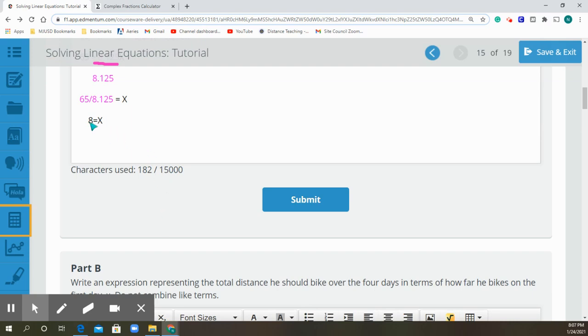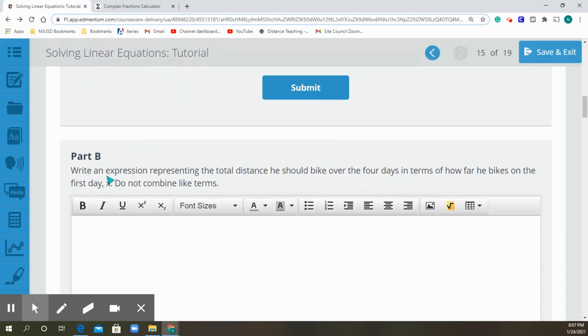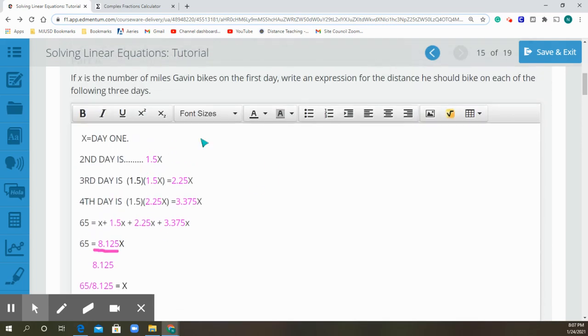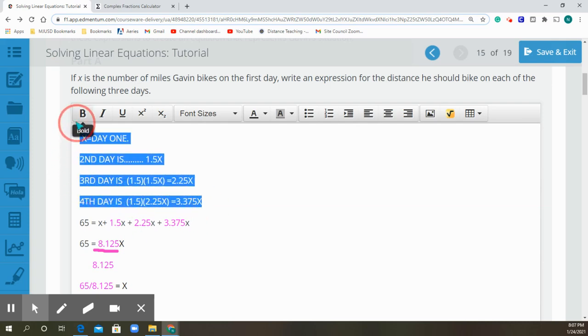That means 8 miles on the first day. And we can then work to check that. That's probably what some of these are going to be doing. So let me see if I did all the work on part 1. But so the first part A, says if x is the number of miles Gavin bikes on the first day, write an expression for the distance he should bike on each of the following 3 days. So right here is that expression.